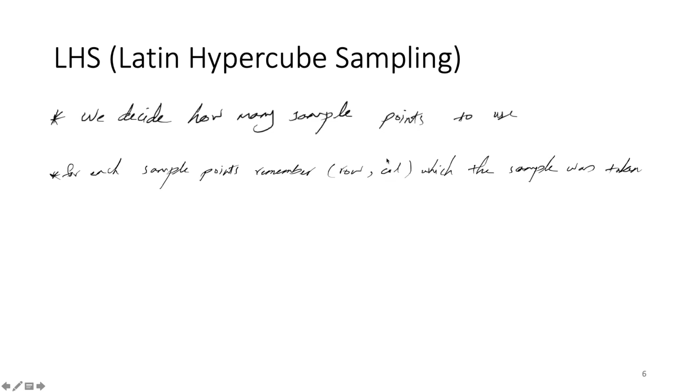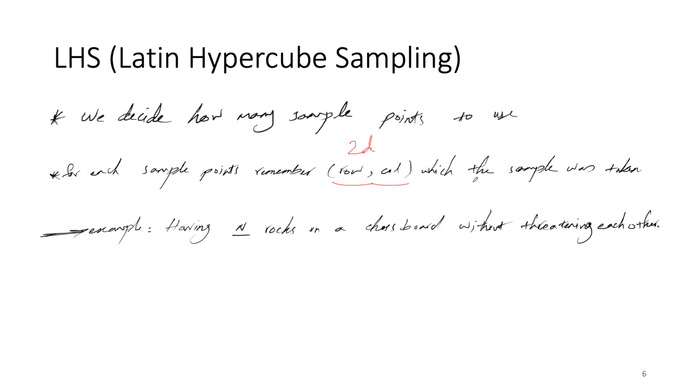Say we're going to use 4. And for each of the sample points, it remembers both the row and column, in case it was a 2D case, in which the sample was taken. So if we use the first row, the second sample wouldn't be using the first row anymore. Or if we were using the second column, on the next generation we don't use that second column anymore. We want to make it as random as possible. So this form of random sampling is called LHS, Latin Hypercube Sampling.